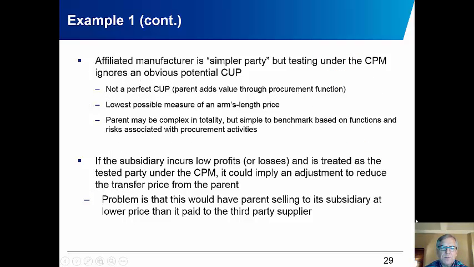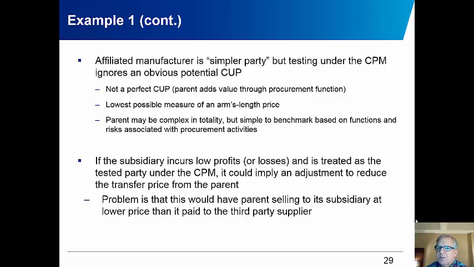The affiliated manufacturer is obviously the simpler entity, but testing it with the comparable profits method, something that we've covered in other trainings, ignores this really good potential CUP, the fact that the parent bought the product directly from a third party. Now, it's not a perfect CUP because the parent added some value through the whole procurement function that the subsidiary would have had to do if it were out there buying all of this product on its own. So the amount that they paid for the product would be the lowest possible arm's length price that would be reasonable because that was the price they purchased at in the marketplace.